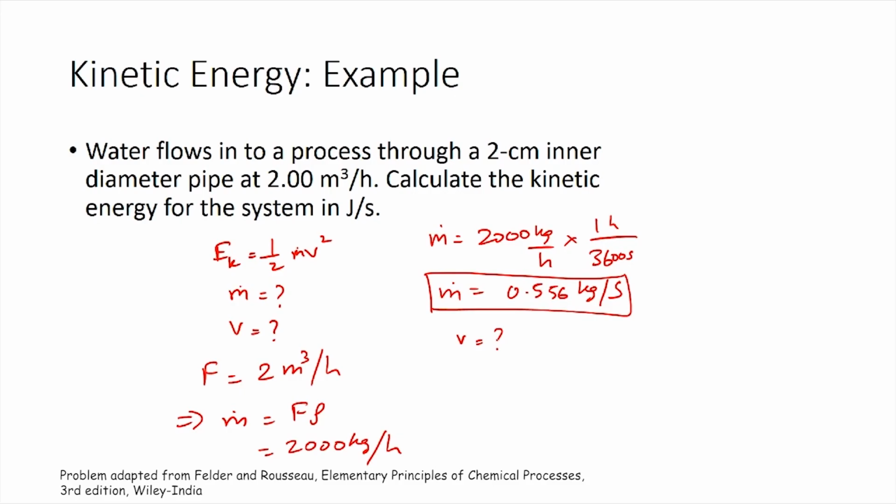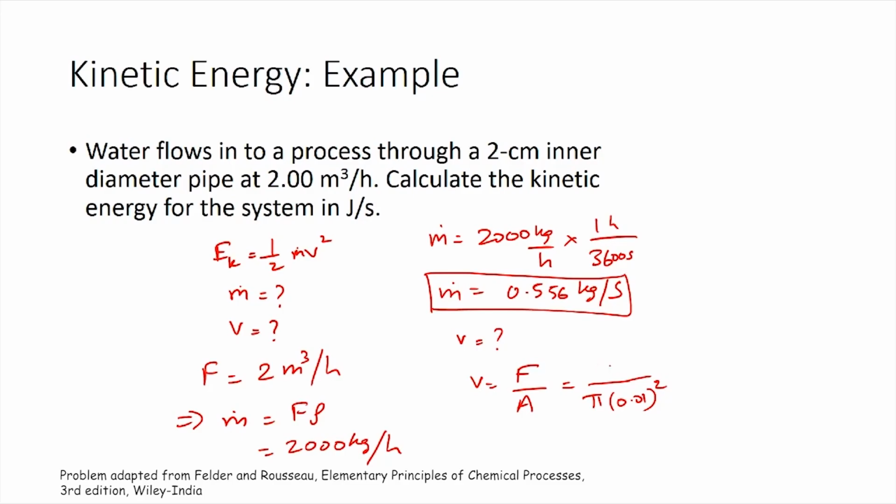What we need to do is divide volumetric flow rate by cross sectional area to get the linear velocity. So, we will do that. Velocity is equal to volumetric flow rate divided by cross sectional area. The cross sectional area of a pipe with an inner diameter of 2 centimeters would be pi r squared, where r is 0.01 meters. So, diameter is 2 centimeters, which is 0.02 meters. So, radius is 0.01 meters. So, you get the cross sectional area as pi r squared.